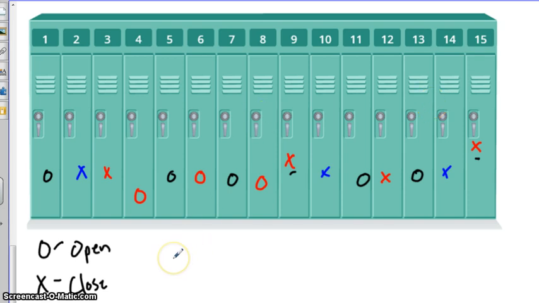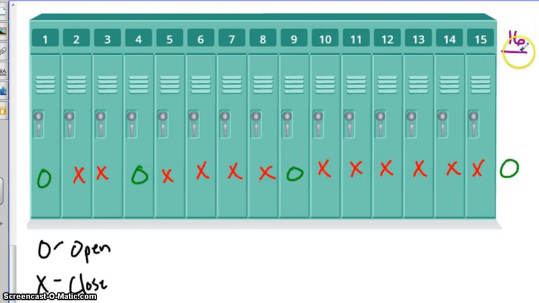All right, so now we're on student 5. Student 5 is going to come along and change the state of every 5th door. Since door 5 is open, they close it. Since door 10 is closed, they open it. Since door 15 is closed, they open it. All right, so we need to erase our earlier marks. And then student 6, so on and so forth. They're going to change so that when all 15 people have gone, this is what happens.